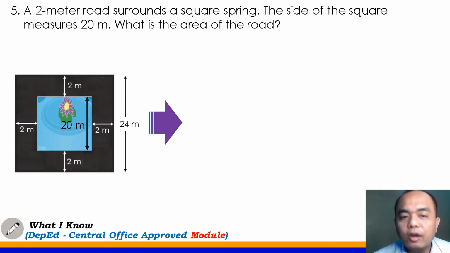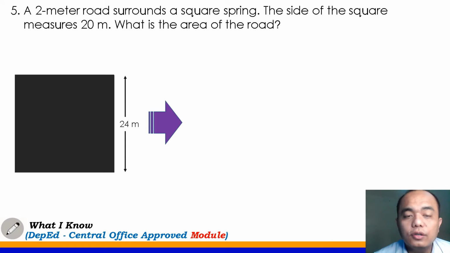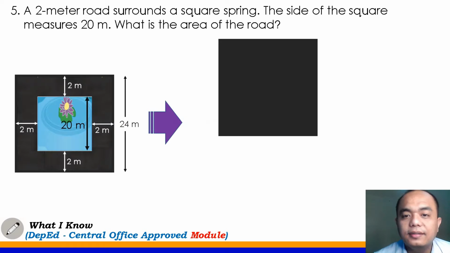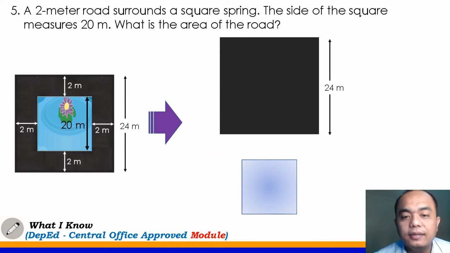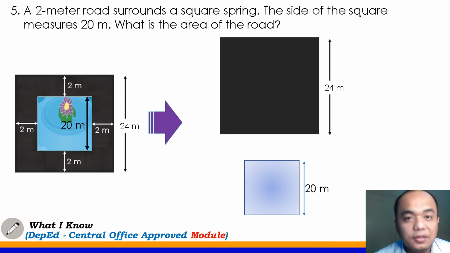Okay, para mas maklaro pa sa inyo, let me visualize this. Ito yung big square natin. Extract natin yan. At yung size niya again is 24 meters. Let's proceed now to the small square. This one, yung nasa gitna, extract natin yan. And then, the measure of the side of this small square is 20 meters.